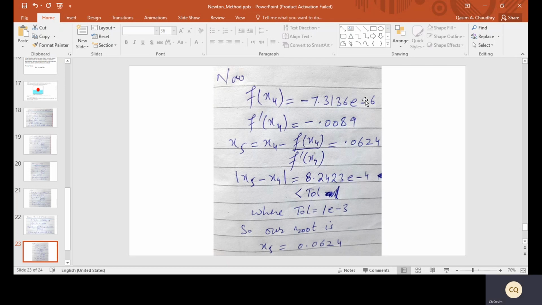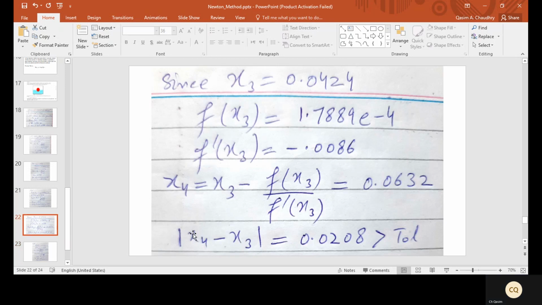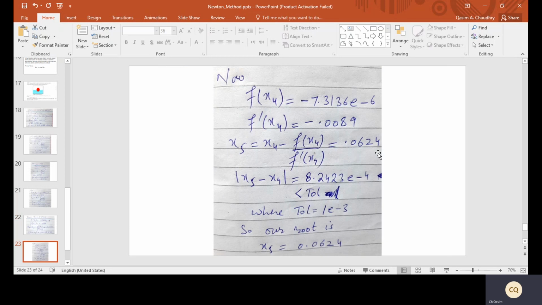So now f of x4 is equal to this one, f prime of x4 is equal to this one, and x5 is equal to 0.0624. And students, what was the previous value? X4 was 0.0632, and now it is 0.0624. So students, if you simply find out the error, you have 8.2423 times 10 raised to the power minus 4. So students, you can see that you now have the error which is less than the tolerance.